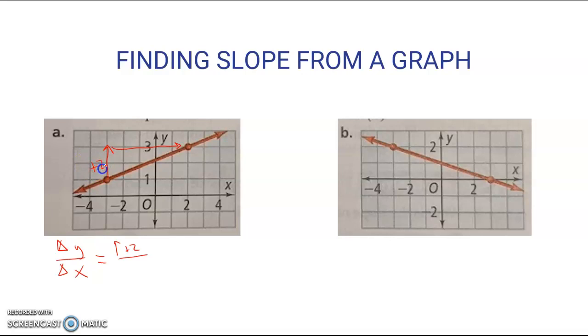And I'm going to count this on 1, 2, 3, 4, 5. This is plus 5. And I'm going right, positive 5, which does make our slope 2/5. I do want you to be aware of, however, you could also start at this point.